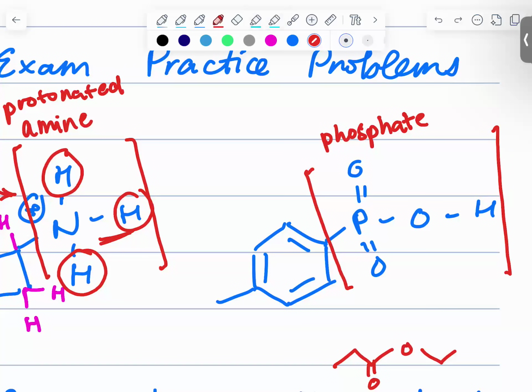Okay. How many implied hydrogens am I missing? We are missing 7. So with all our hydrogens drawn out, which one is our most acidic? Yeah, the one on the oxygen.